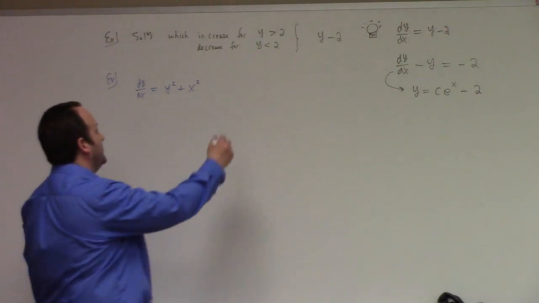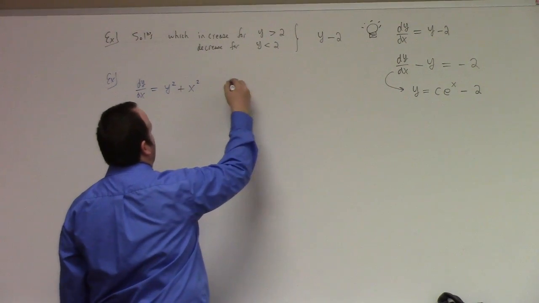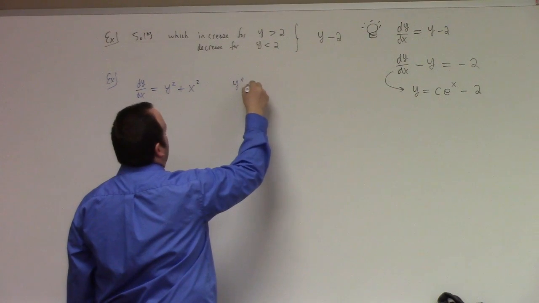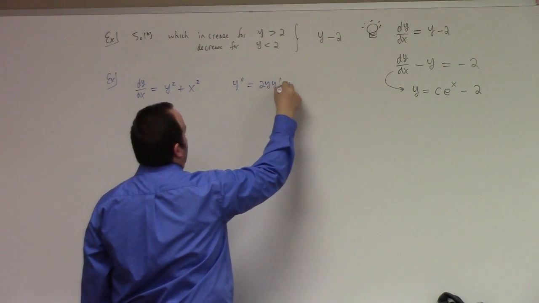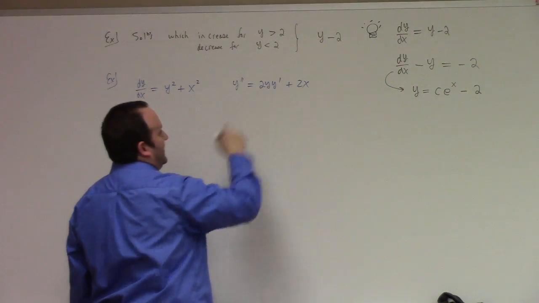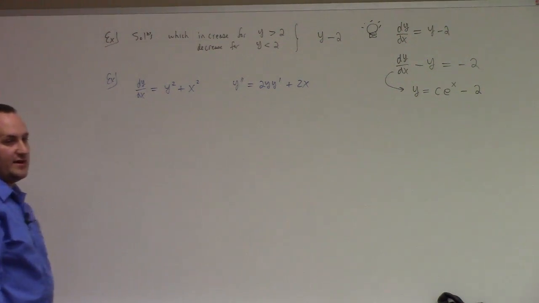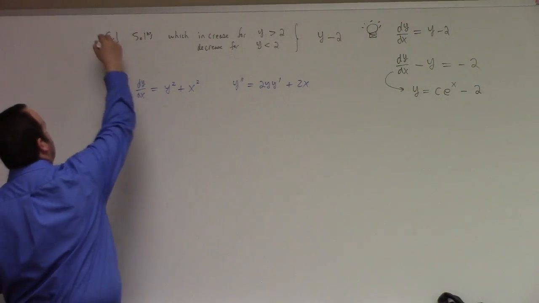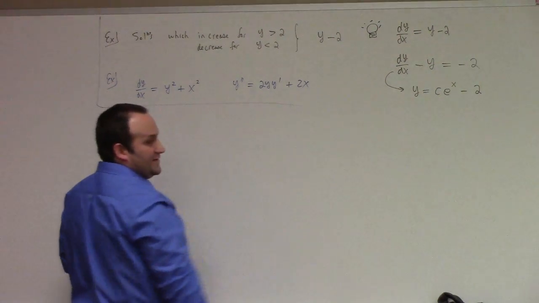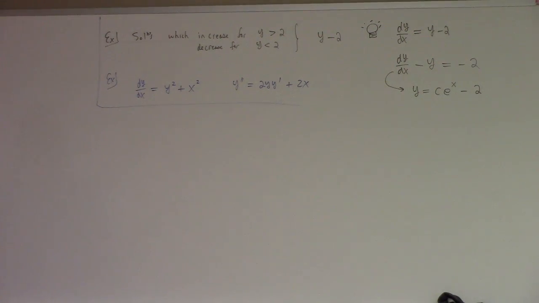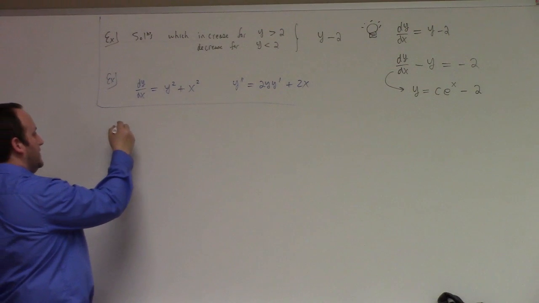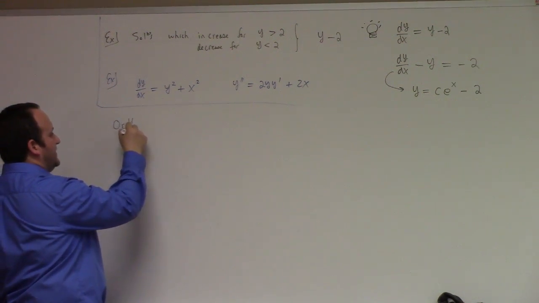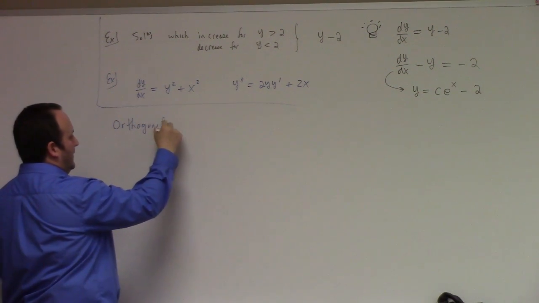And I could figure out things about the concavity by taking the second derivative of this. I could look at y prime prime is 2y y prime plus 2x, and I could analyze that to answer questions about concave up and concave down directly at the level of the differential equation without even so much as finding a solution. We were able to say that. That's interesting. Okay, I'll get more into that if you take differential equations with me. Not much more, really. But the idea of orthogonal trajectories is much connected to this. So here's the idea.